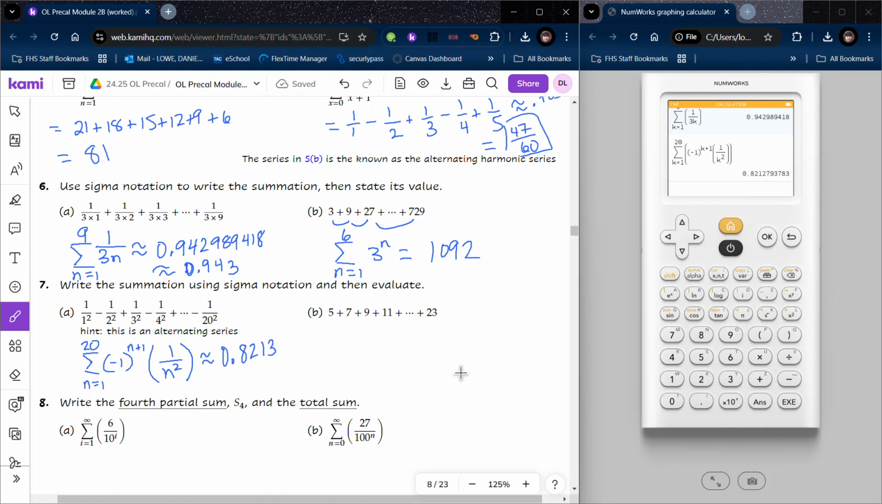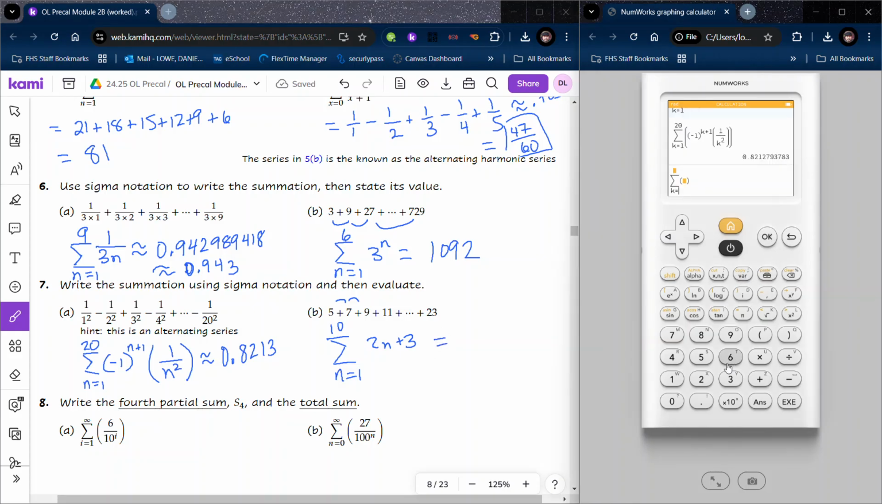All right. If I look to number 7b, I want to write summation notation or sigma notation. Easiest is to start my counter at 1. I notice that each time I'm going up by 2, so that's going to be 2n plus 3. So I get 5 as my first term. And then I have to figure out, well, how many terms to get to 23? That would be 10 terms, because 2 times 10 is 20. All right, which gets me 23.